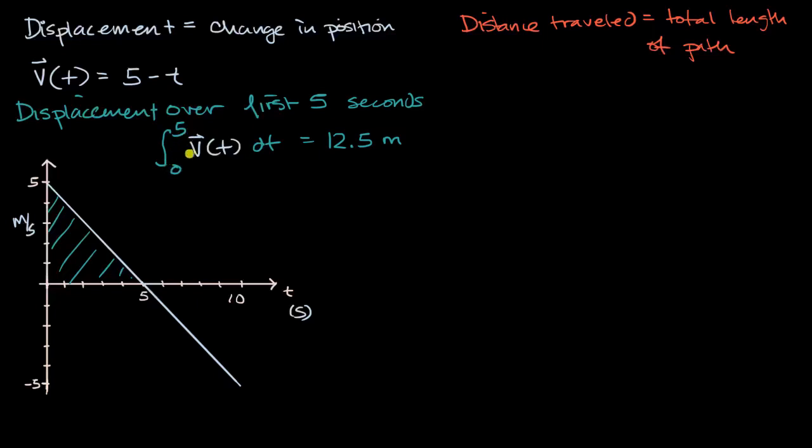Wherever it started, it's now going to be 12.5 meters to the right of it, assuming that positive is to the right. Now, what about over the first 10 seconds? Now this gets interesting, and I encourage you to pause your video and think about it. What would be the displacement over the first 10 seconds?